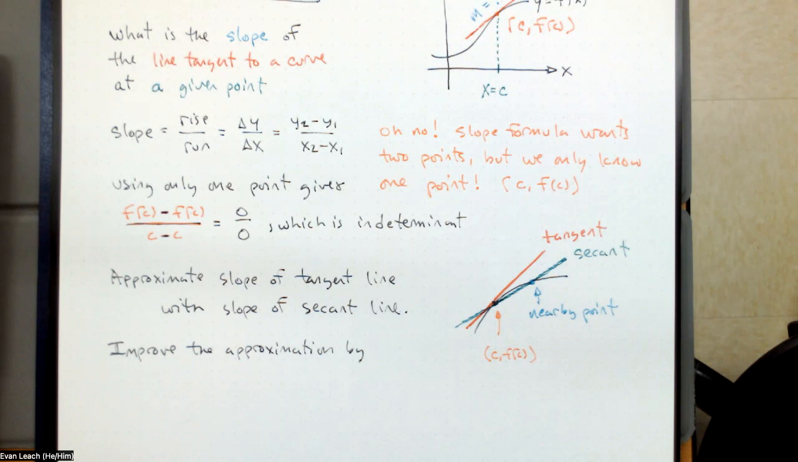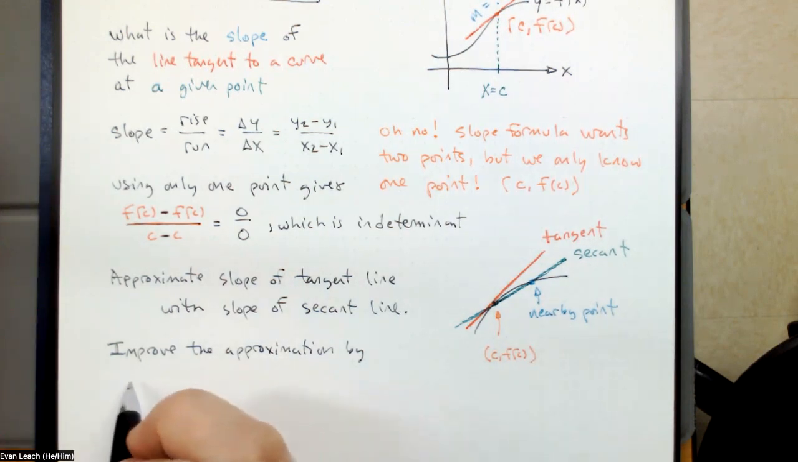Once we have a method for approximating what we want, then we need to figure out how we can improve that approximation. In this case, we're going to move the 2 points closer together. Specifically, we're going to take that nearby point and move it closer to the point we're interested in. So we're going to improve the approximation by moving the nearby point closer.